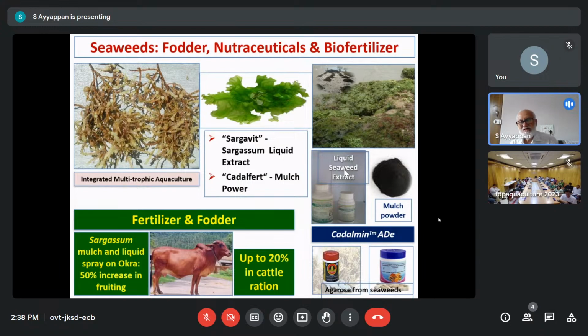So in the coastal areas, up to 50 kilometers from the coastal line, along the 8,000 kilometers, is a huge potential for cultivating seaweeds and using them in different forms. It could be feed, fodder, it could be fertilizer, it could be nutraceuticals, and so on.